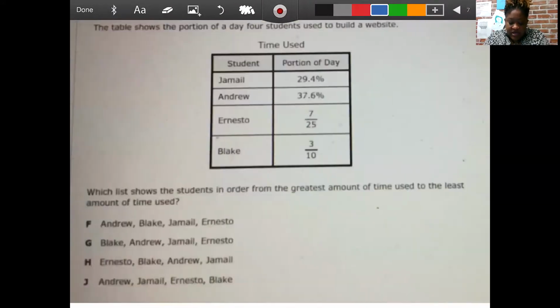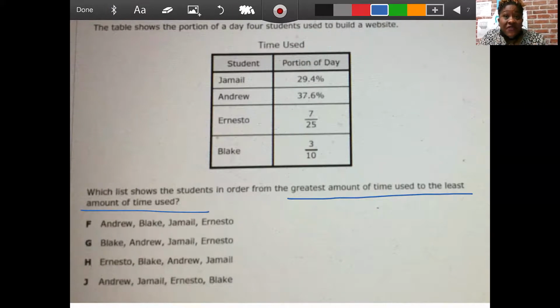Okay, the table shows the portion of a day 4 students use to build a website. Which list shows the students in order from greatest amount to least amount? Now, something I hadn't thought about. I'm telling y'all, y'all are smarter than me. I was converting all these to decimals, and then a kid in my first period was like, Ms. Simmons, it would be so much easier to convert these all to percents because you already have 2%. I was like, yes, you're so right.